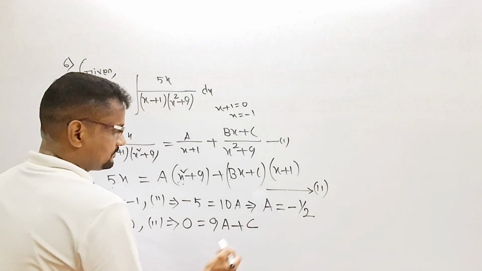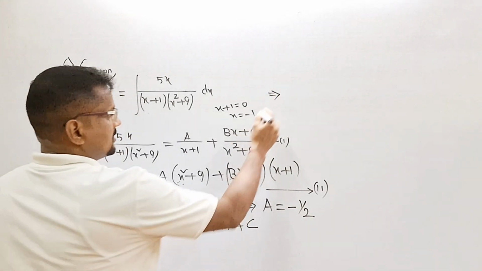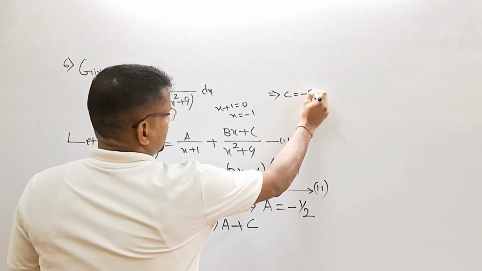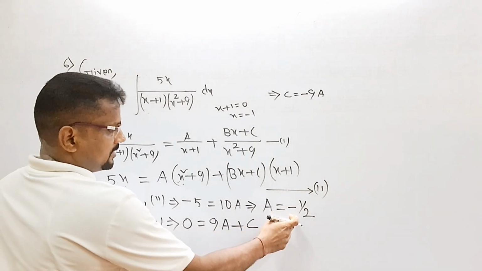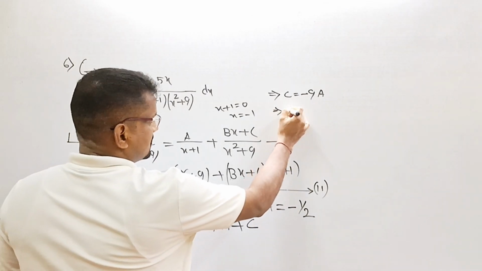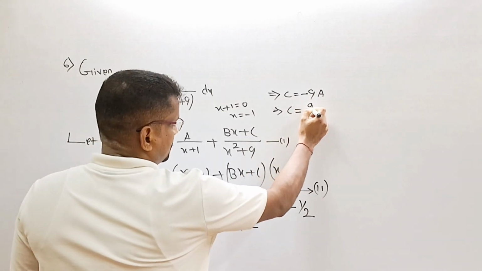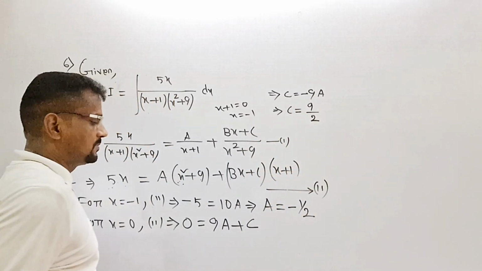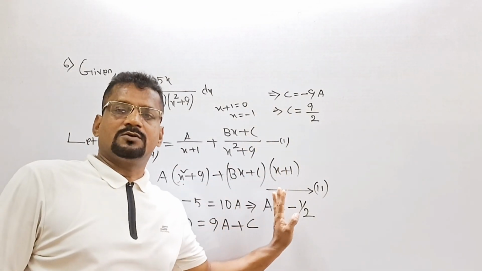It means we obtained c equals minus 9a. C value, but a is what? Negative 1 by 2. So if you put negative 1 by 2, c will be positive 9 by 2. So we obtained a and the value of c.